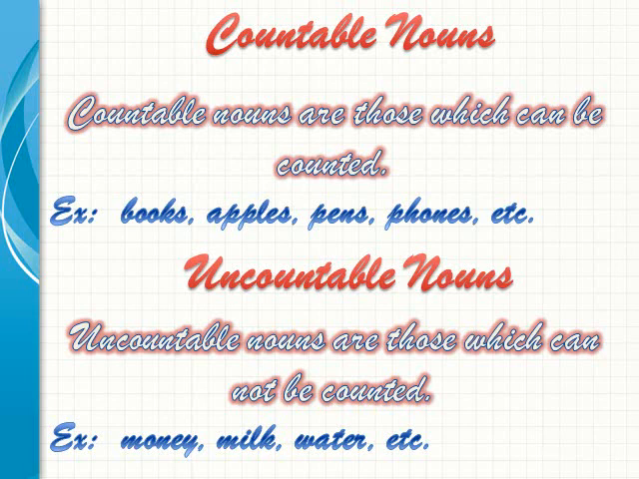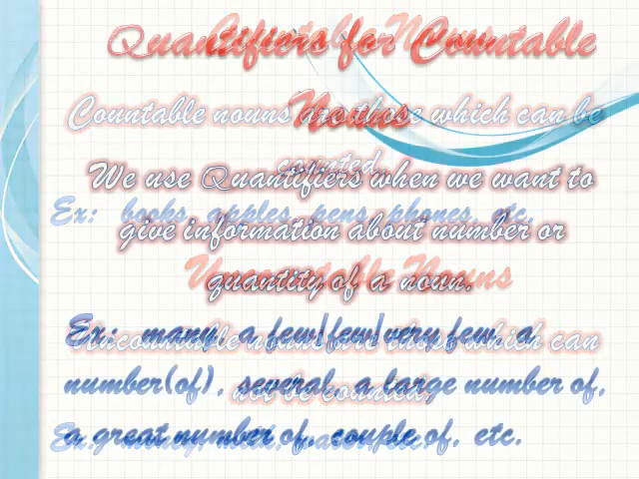These countable nouns can be used both in singular form and in plural form. And on the other side, uncountable nouns are those nouns which cannot be counted, like milk, water, air. You cannot count water, you cannot count milk, you cannot count air.